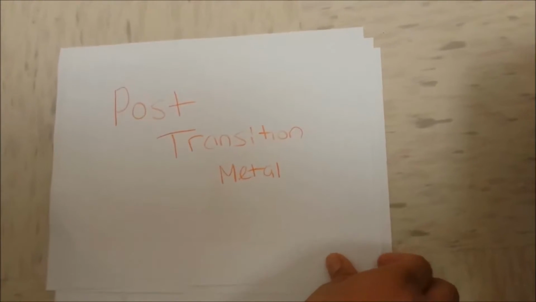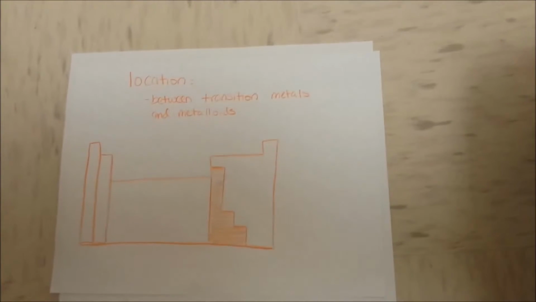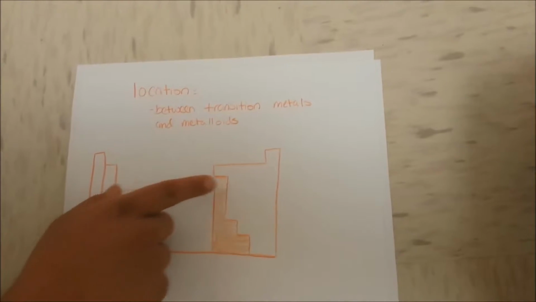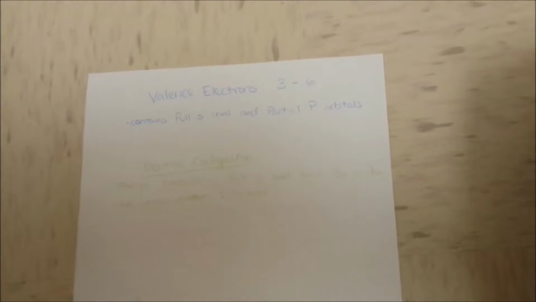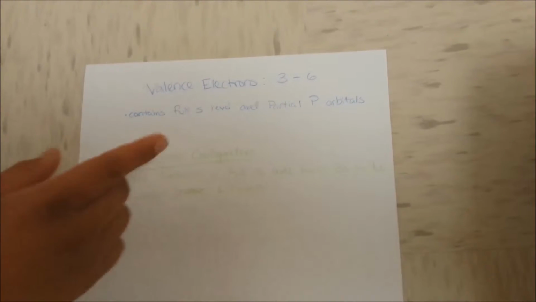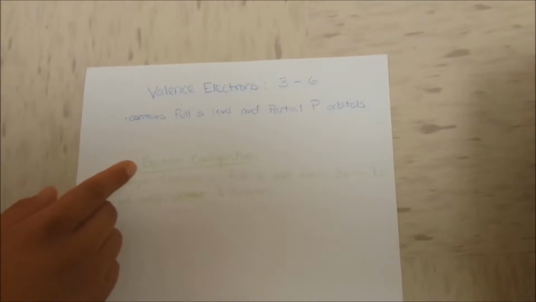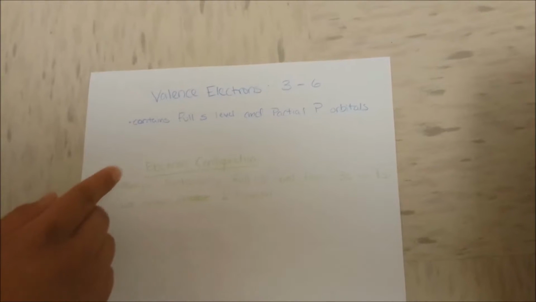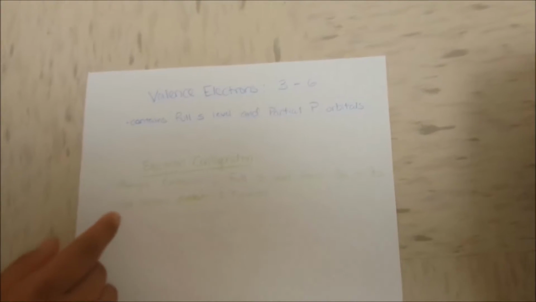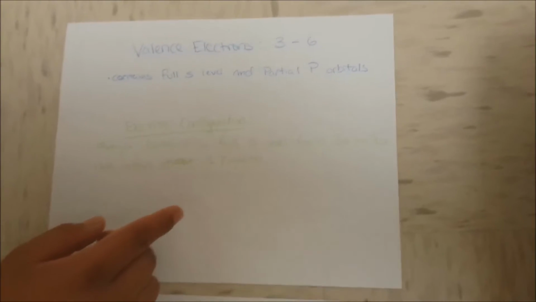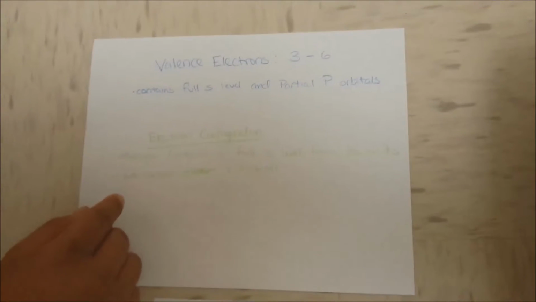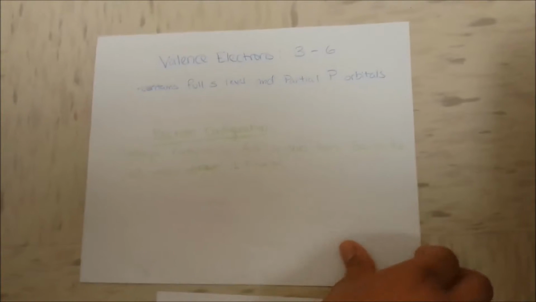Post-transition metals. Location is between transition metals and metalloids, so this little staircase here. Valence electrons, 3 to 6, contains a full s level and partial p orbitals or full p orbitals. Electron configuration always contains a full s level from 3s to 7s and will contain at least one p orbital.